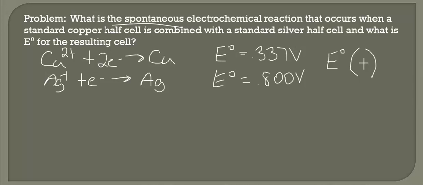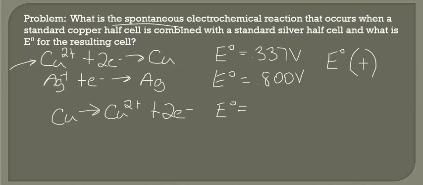I'm going to have to flip one of these half reactions. The one I'm going to flip is this one up here with the copper. When I flip it, the standard reduction potential becomes negative 0.337 volts. To the silver, I'm going to have to multiply by 2 because I need the electrons to cancel.